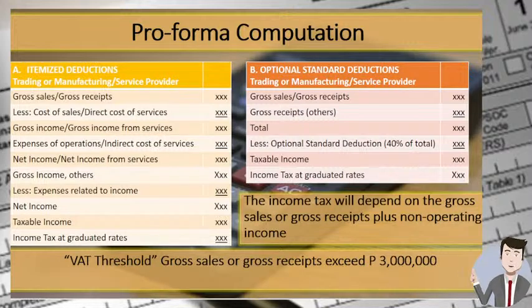But actually this topic will be the subject matter of your Tax 2. There are some provisions or rules on how to compute your income tax based on your business tax qualification, whether you are VATable or non-VATable. These are under the TRAIN law. So we will discuss more on this topic in the next discussion or next meeting.